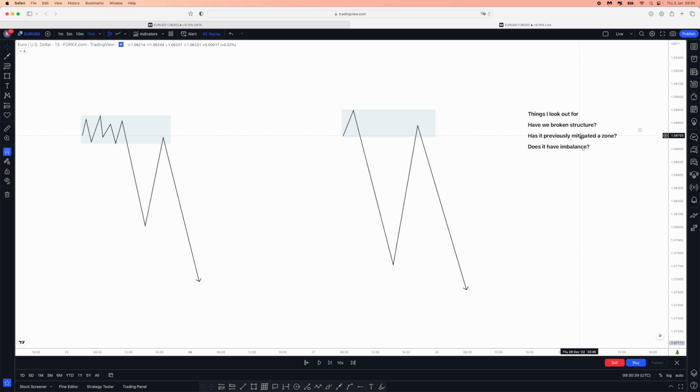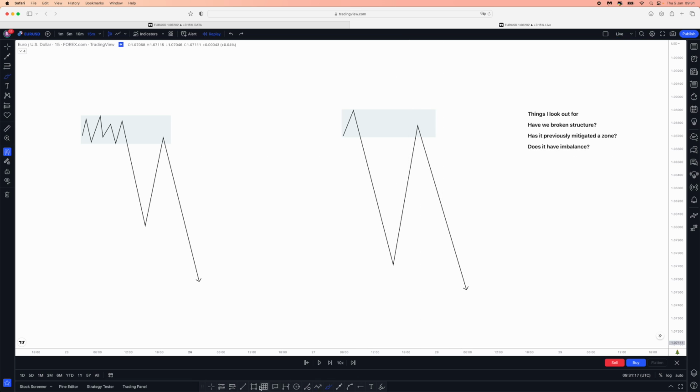If it's previously mitigated a zone, let's just say for a moment we've got some zone over here that we've come back up to and mitigated, and we've come down. As you can see, this will show that order flow is present within the market, and then obviously the likelihood is that we've created a supply zone in this case, and that we're going to get some sort of reaction from this zone right here.